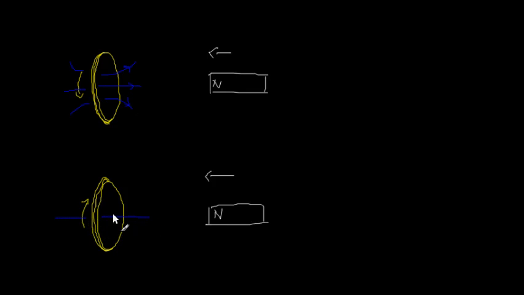Let me draw that too. So in this case, the current points here. As I said, this is like a very short magnet or electromagnet. So if the current is coming out in this direction, it means that this side is the North Pole and that side is the South Pole.